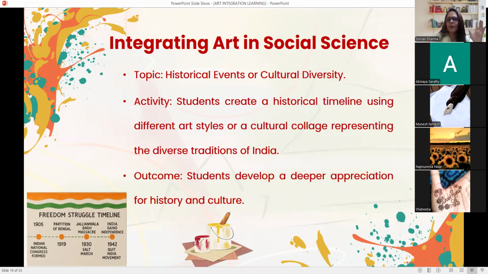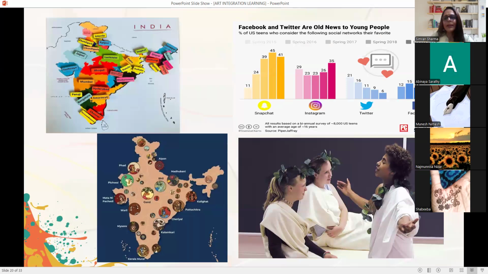Okay, this is what happened. 1905, Indian National Congress was formed. 1919, there was partition of Bengal, and like this. 1942, Quit India movement, and then 1947, we had our independence. Again, graphs. The maps. How can we forget about maps? So very beautifully and innovatively, maps are used to learn the capitals of different states. States are colored differently.